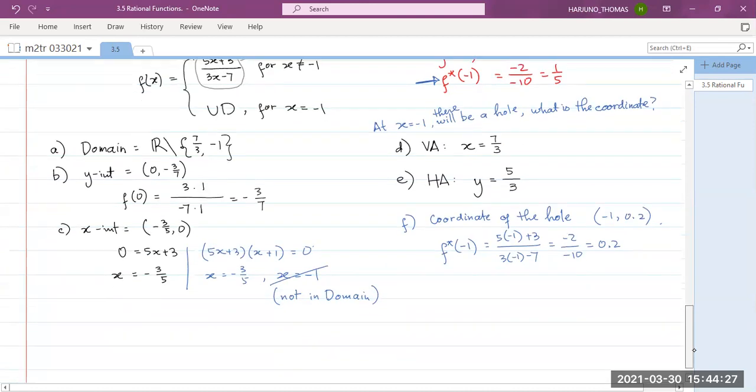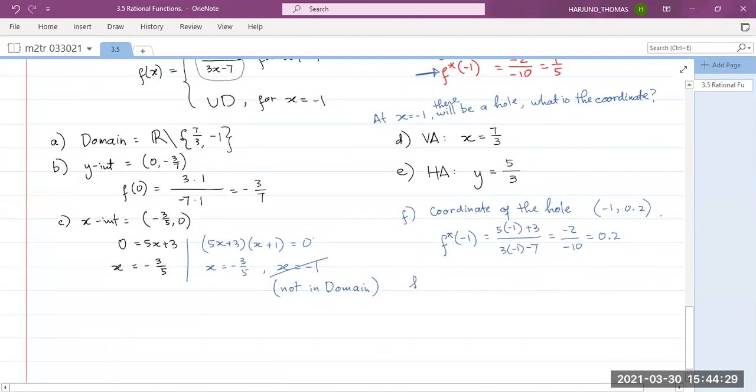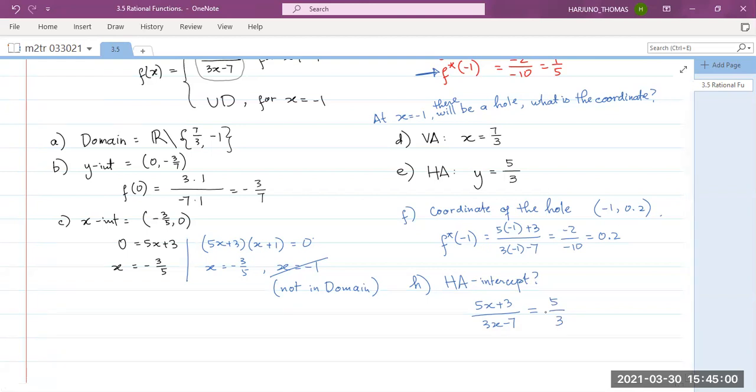Does the graph intersect the horizontal asymptote? Suppose I want to ask that specific question. Then you set the simplified version, (5x + 3)/(3x - 7), equal to the horizontal asymptote and solve it. If we have no solution from here, it means there's no horizontal asymptote intercept.